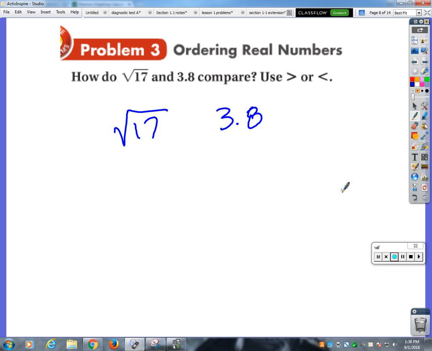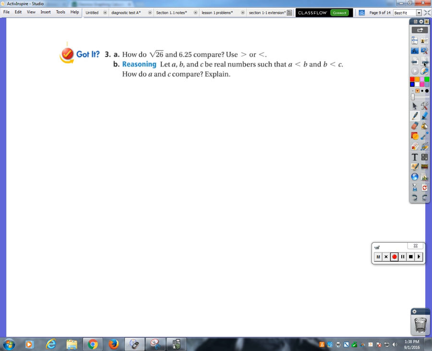Nice. Okay, you guys follow that? 4 times 4 is 16, so the square root of 17 is going to be slightly bigger than 4. We don't know exactly what it is, but we know it will be larger than 4. So a good strategy, what Garrett was doing, is just find the nearest number that you know the square root of and compare it to the one they're asking about.